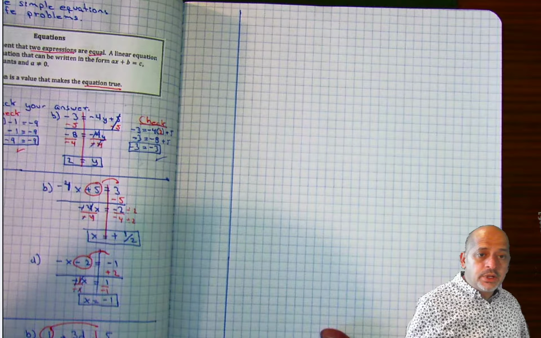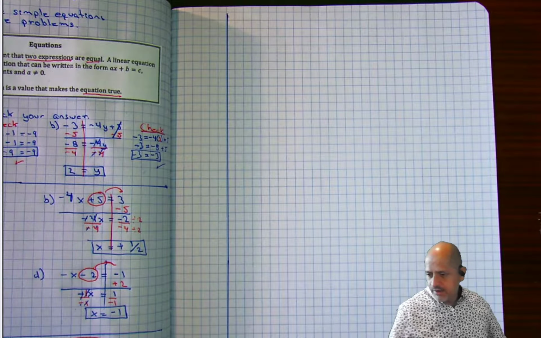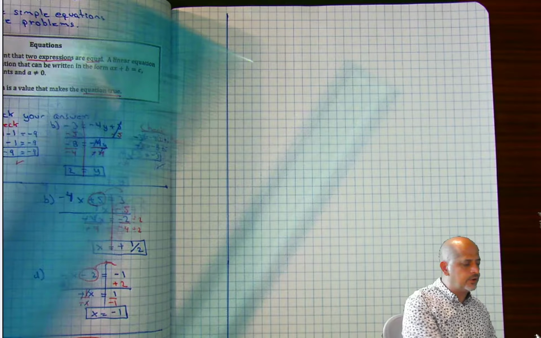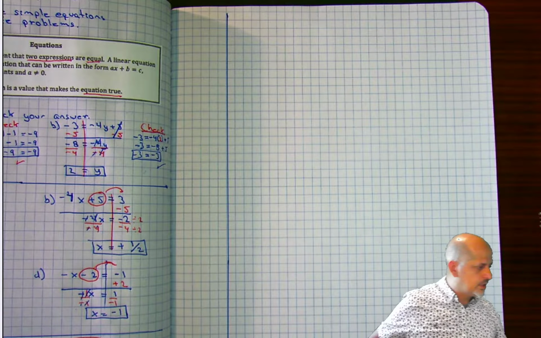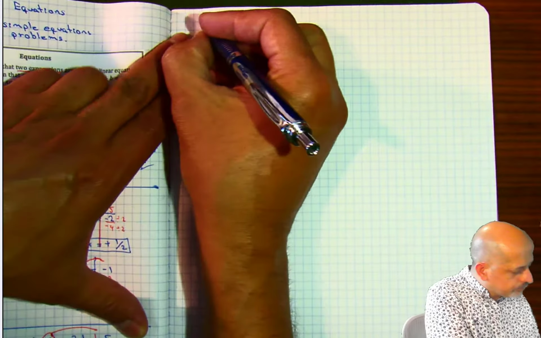Make sure you get a ruler. That'll be very helpful. You can get a smaller one or you can get something that's a little larger. I usually prefer the smaller ones. It's easier to rotate on the paper. Example number 4.